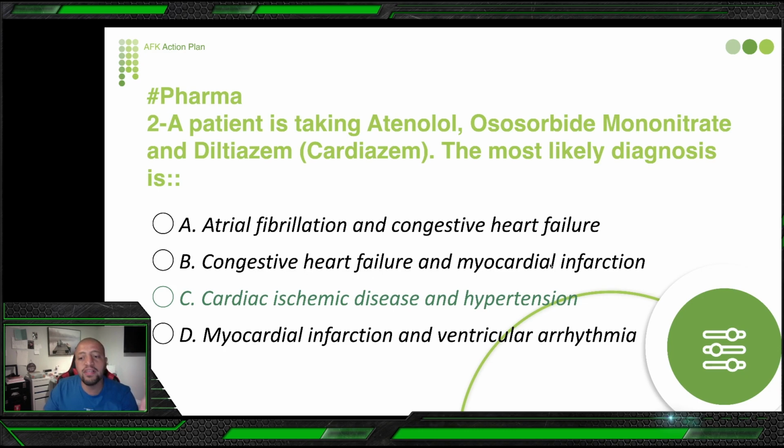And then congestive heart failure and myocardial infarction, no. As we said, this is a very severe condition. You need more medication than this. Cardiac ischemic disease, which makes sense. We're giving him mononitrate, and hypertension because we're giving him atenolol and diltiazem as a calcium channel blocker. Last is myocardial infarction and ventricular arrhythmia. And arrhythmia has a different medication. We can discuss it later. It has a different category to be addressed. But the bottom line here, myocardial infarction and congestive heart failure are severe conditions needing more medication than just calcium channel blocker and beta blocker.